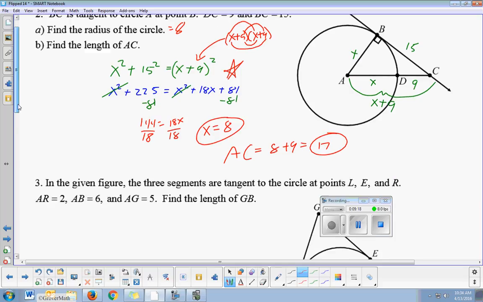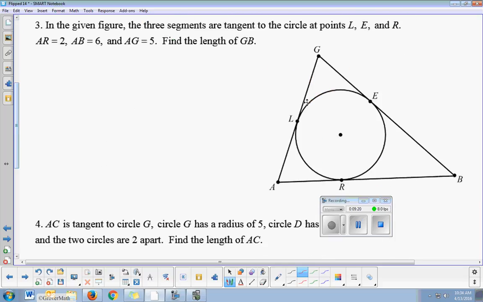All right, let's finish this up. These are the easy ones, and this is coming from these are all tangents, as it describes up here. And a tangent from an exterior point is congruent, so that means that these two are congruent. These two are congruent. They both come from A, and these two lengths are going to be congruent. So if AR is 2, that means AL is 2.